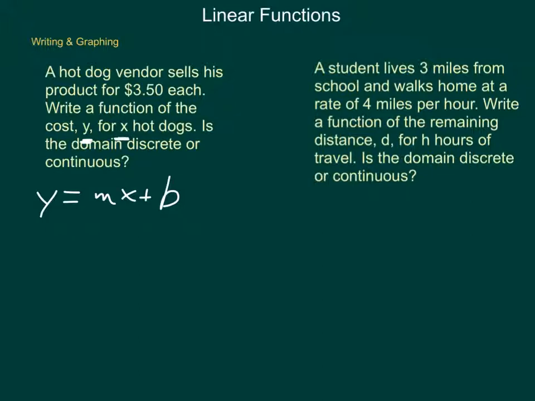Next, we need to figure out our slope. What is the rate of change with each new, in this case, product or hot dog that is purchased? And we are told that that rate of change is $3.50. If I buy one hot dog, it's $3.50. If I buy two, it'll cost me another $3.50. So, translating this down, y equals 3.50x plus b, and what is our start? Well, if I don't purchase any item, then it's not going to cost me any additional amount. So, b is taking on the value of 0.